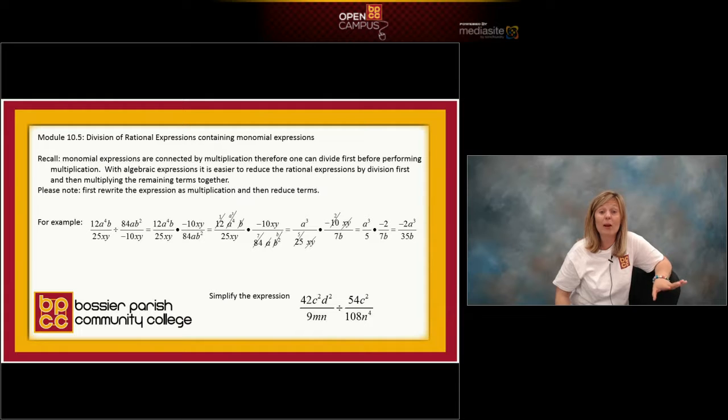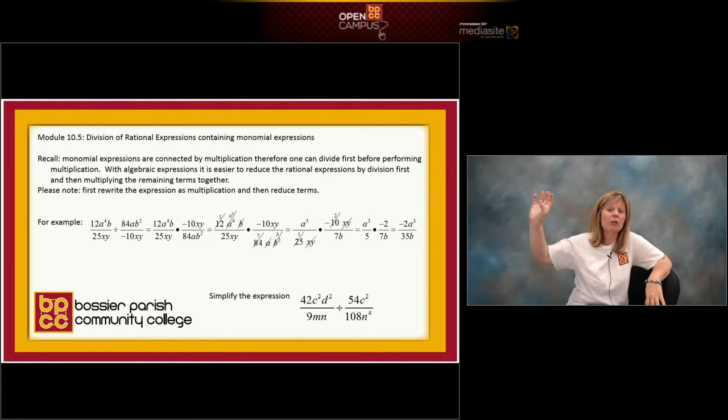So now I'm going to rewrite what I have. My new fraction in the numerator has a 1a cubed, which we could just write a cubed. The denominator is still 25xy. In the second fraction, I still have the numerator negative 10xy, and in the denominator now I have a 7b.